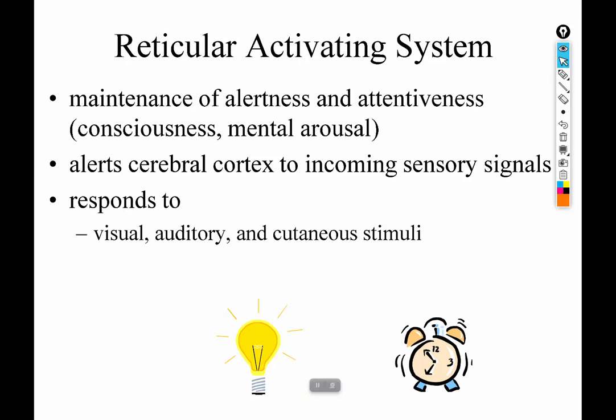So consciousness, mental arousal, just basically the opposite of sleep. You're very aware, alert, alive, enthusiastic. So this alerts the cerebral cortex to incoming sensory signals. The cerebral cortex is, of course, going to get the sensory signals eventually, and then the thalamus is going to send those sensory signals to their appropriate cortical location. But what the reticular activating system does is says, hey, you're about to receive some sensory signal. And that's basically functioning as a warning.